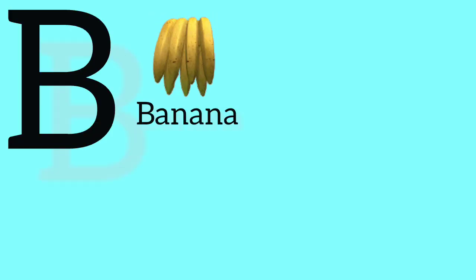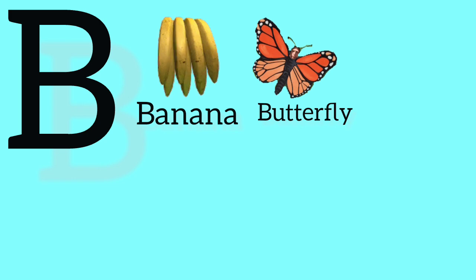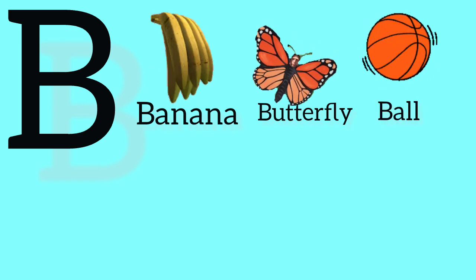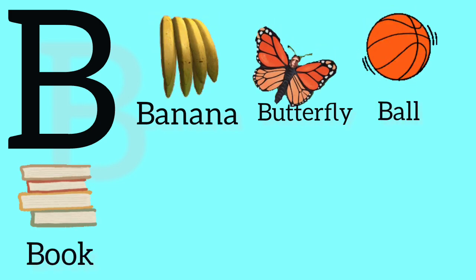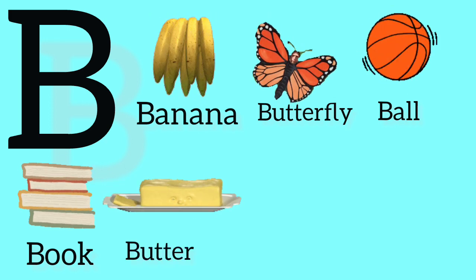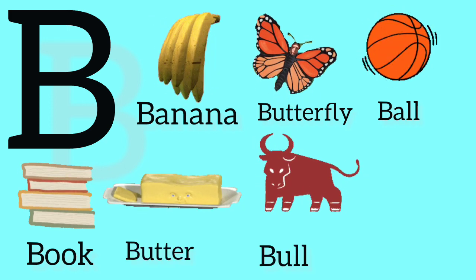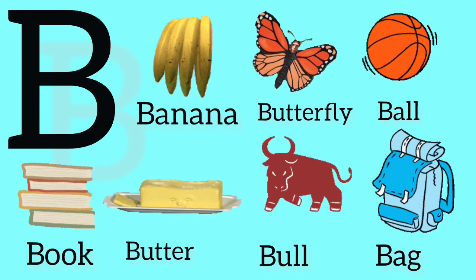B is for banana. B is for butterfly. B is for ball. B is for book. B is for butter. B is for bull. B is for bag.